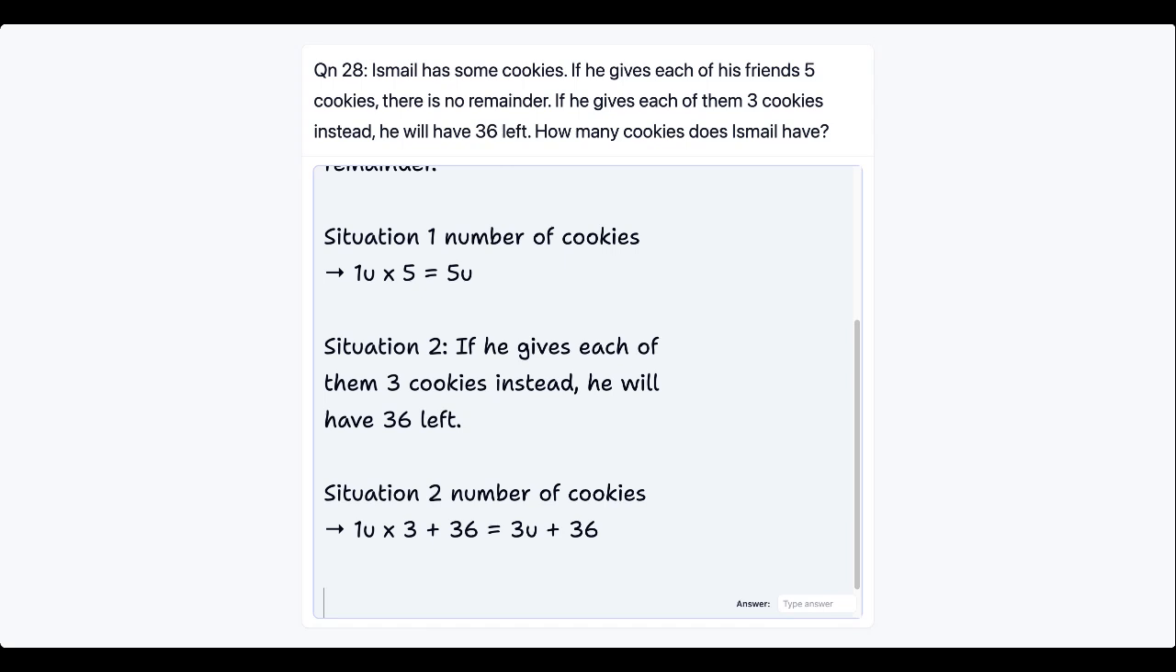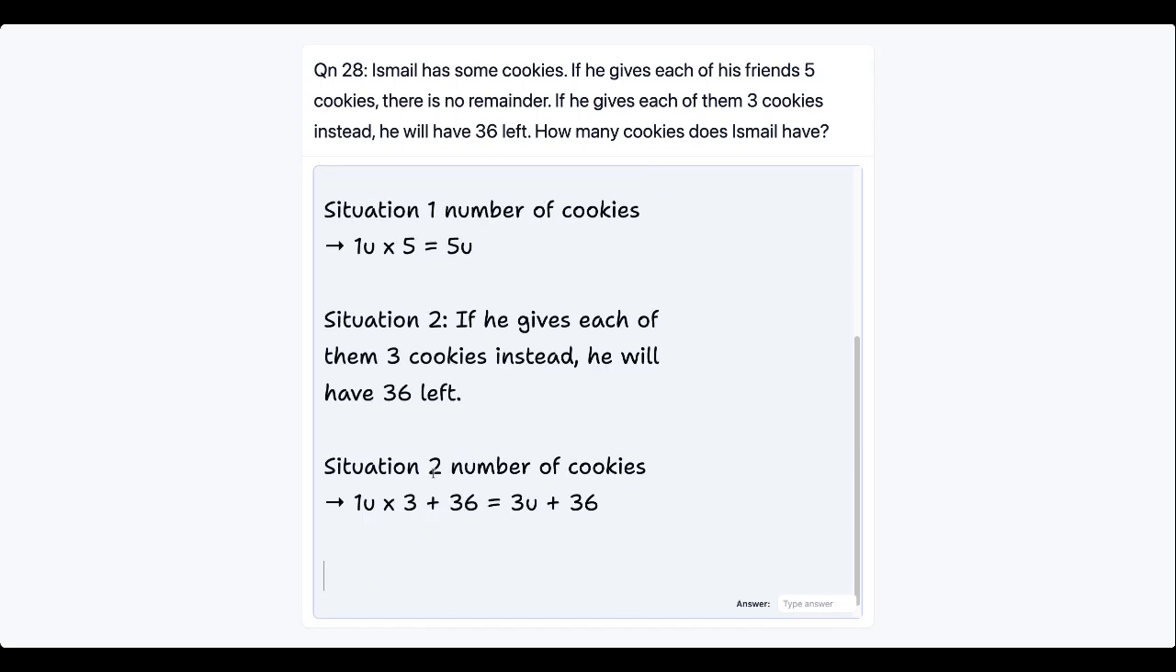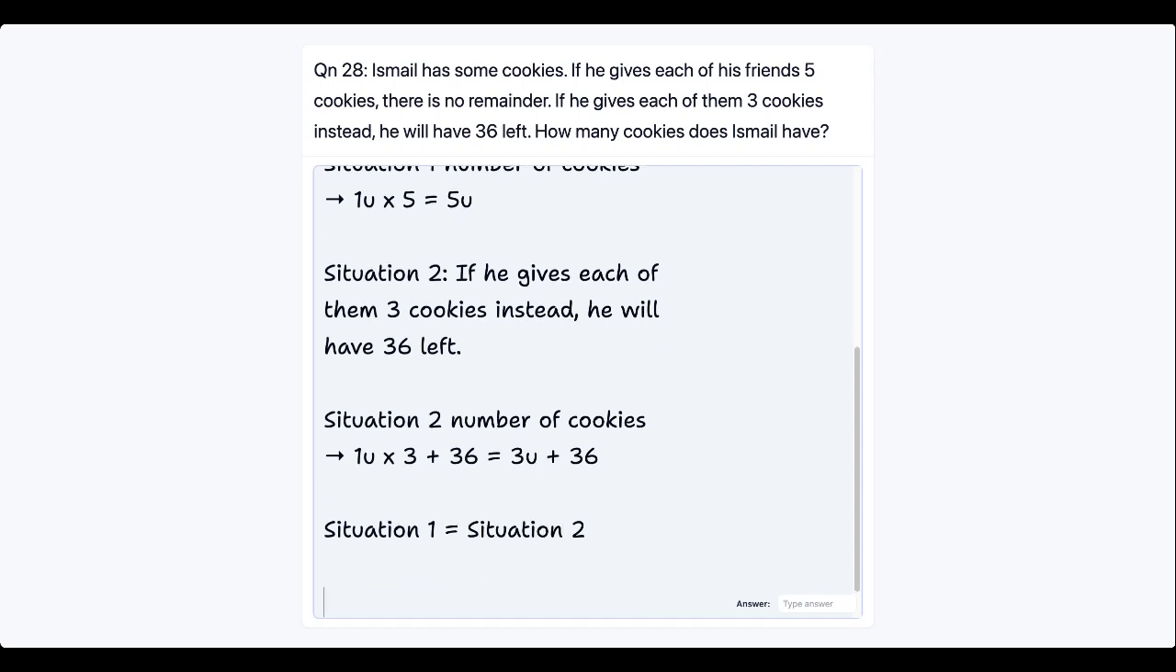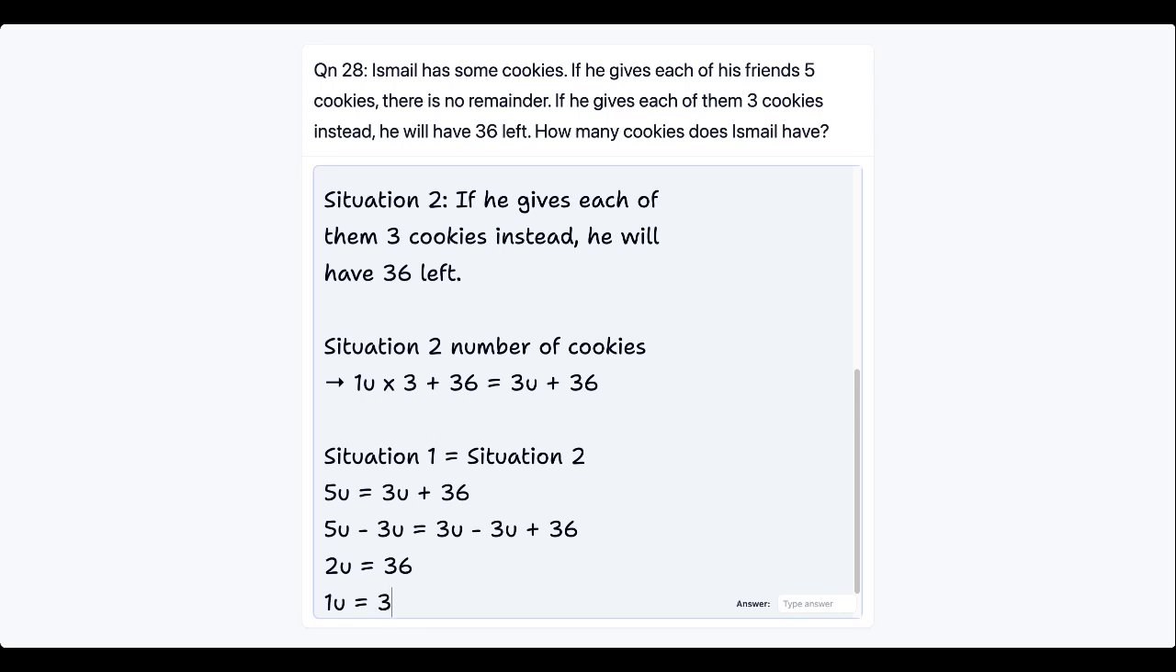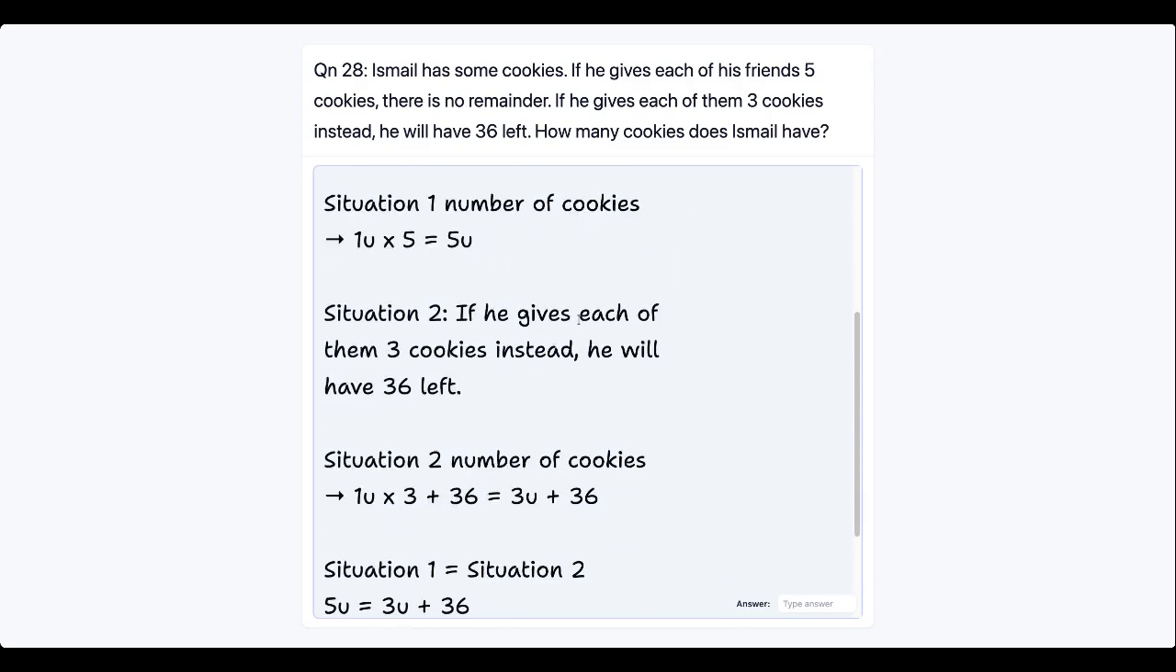The thing is that situation number 1 and situation number 2 have the same number of cookies. So what that means is we can put 5 units is equal to 3 units plus 36, and then we can solve this. If we minus 3 units from each side, we get 2 units equal to 36, and 1 unit is equal to 36 divided by 2, which is 18. So now we know the number of friends he has is 18.